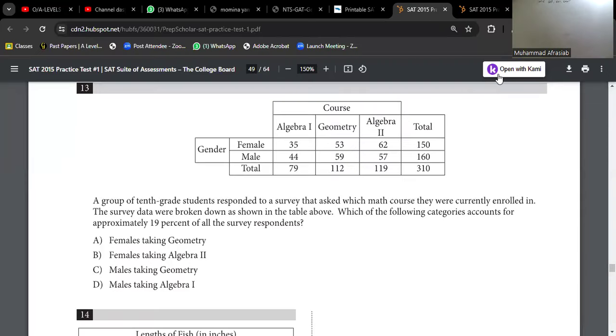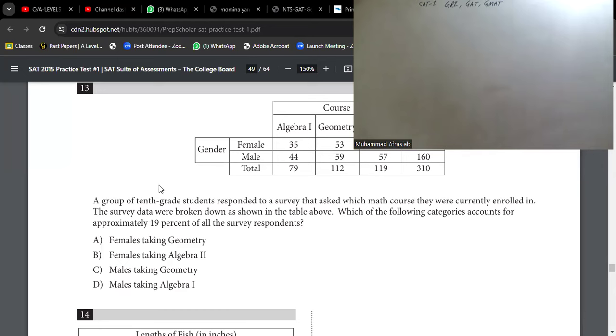We are now starting question number 13 and onwards for this SAT 1 exam, as it will be continued from the previous up till question number 12. Question number 13 now.